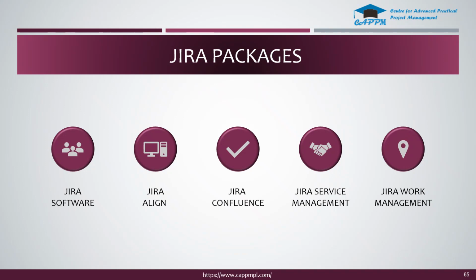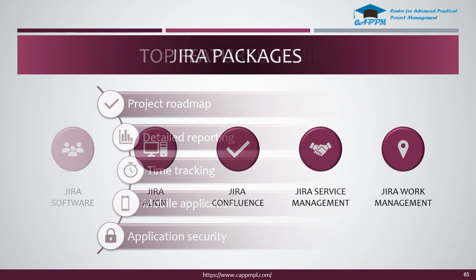The Jira packages available are Jira Software, Jira Align, Confluence, Service Management, and Work Management. Jira Software is used for all your software related activities, and Jira Align is an enterprise project portfolio management tool, which is used for strategic discussions. Confluence is for document management purposes, and Jira Service Management is what you can use if you want to handle financial projects or your HR related activities.